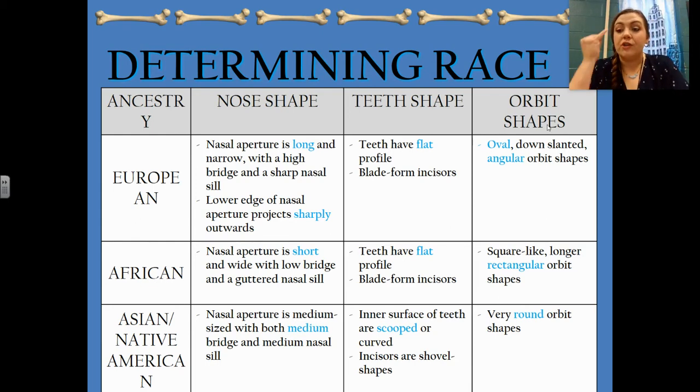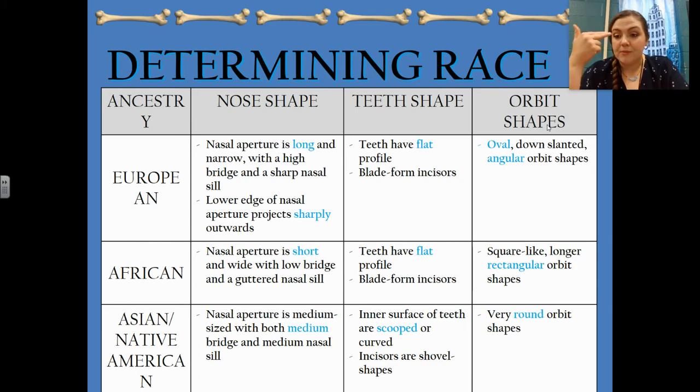For their orbits, that's your eye sockets. European descent eye sockets are oval, down-slanted, with an angular orbit shape. That may not be what you would think, but they're more oval, usually turned down, and can be a little more angular, a little more square, depending, but usually more oval and a little bit turned down. For African descent, the actual sockets, the holes, would be more square-like, with longer rectangular orbit shapes. And then for Asian and Native American, they tend to be very round.